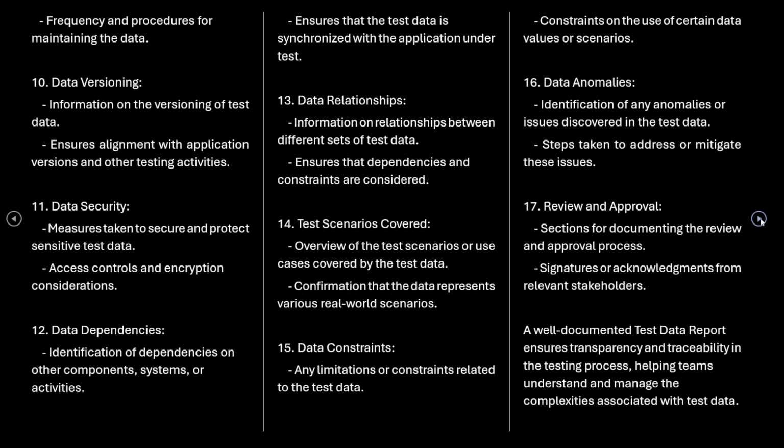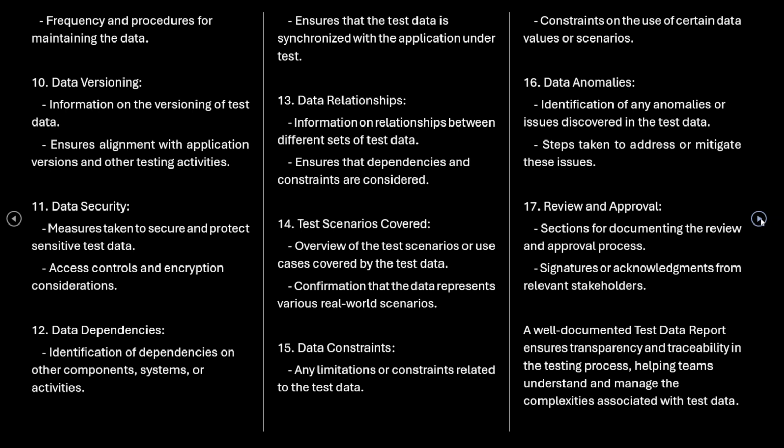Data dependencies: identification of the dependencies on other components, systems, or activities, ensures that the test data is synchronized with the application under test. Data relationships: information on relationships between different sets of test data, ensure that dependencies and constraints are considered. Test scenarios covered: overview of the test scenarios or use cases covered by the test data, confirmation that the data represents various real-world scenarios.